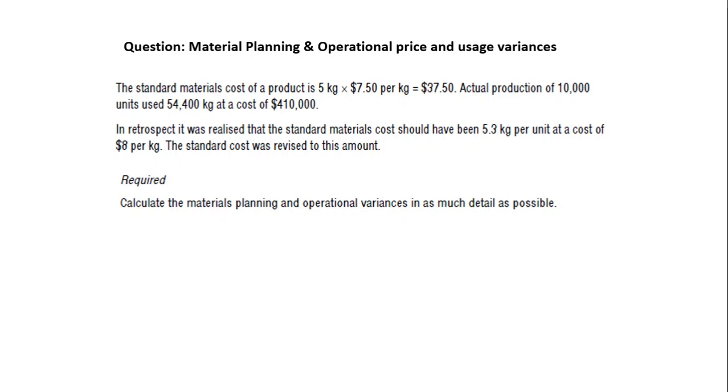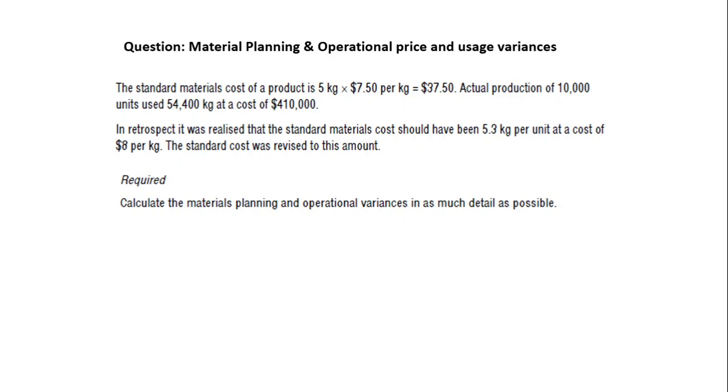So have a look at this particular question. It says the standard material cost for a product is 5 kgs into $7.5 per kg, and hence the total material cost should be $37.5. Actual production of 10,000 units used 54,400 kgs at a cost of $410,000. So you have your budget, you have your actual.